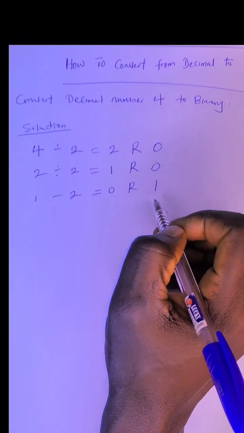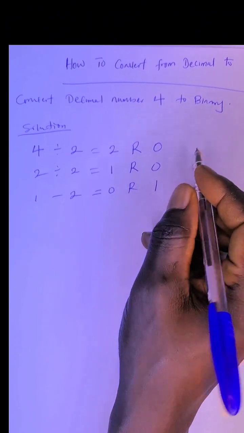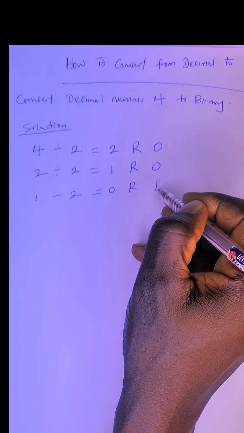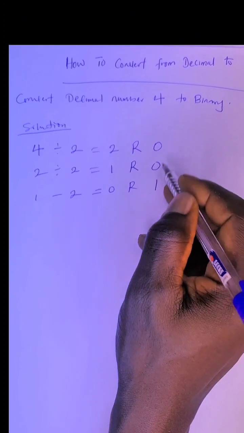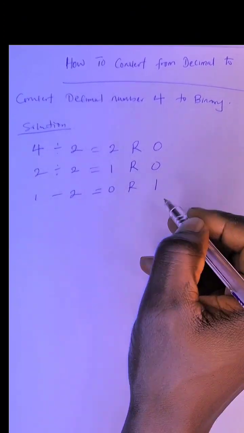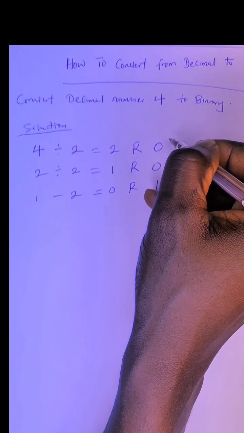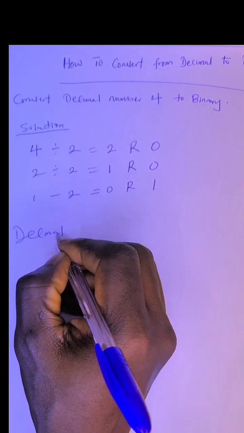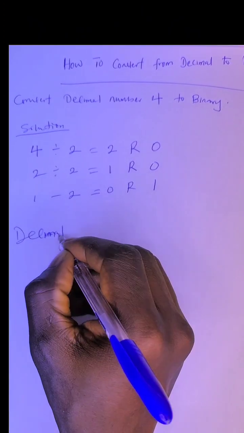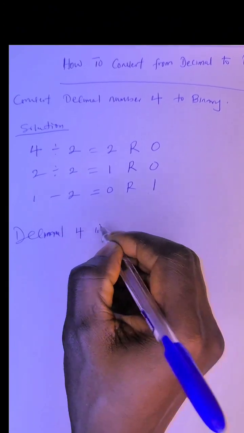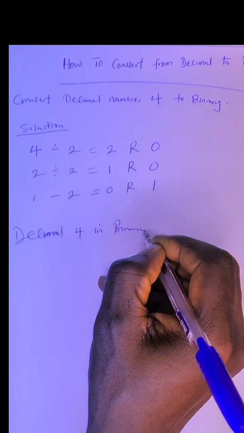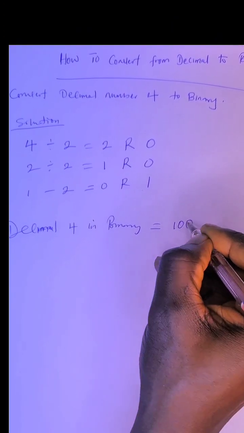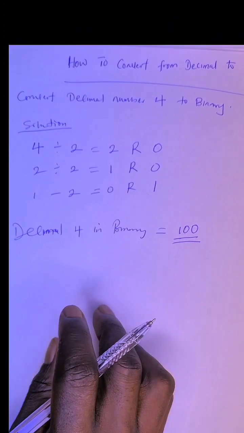So if you write it, what you are now going to do is pick the remainders. That is what you are going to write, the remainders. You are taking them from bottom to top. So the decimal number 4 in binary is equal to 100. That is just the answer.